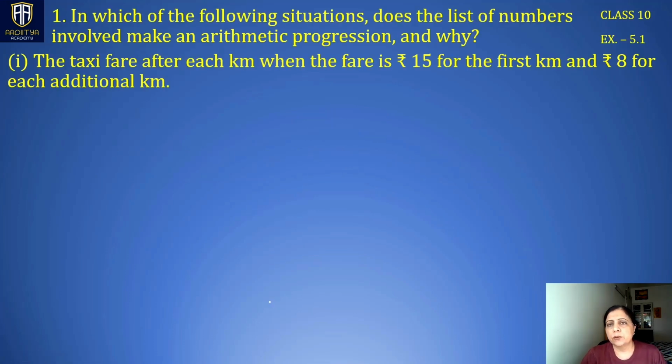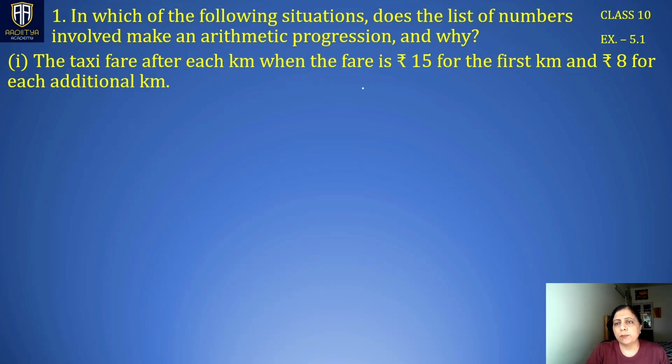Right? So the first question says, in which of the following situations does the list of numbers involved make an arithmetic progression and why? So in the first question, it has different parts, and in every part we have to tell whether the sequence which is given in the question forms an AP or not.